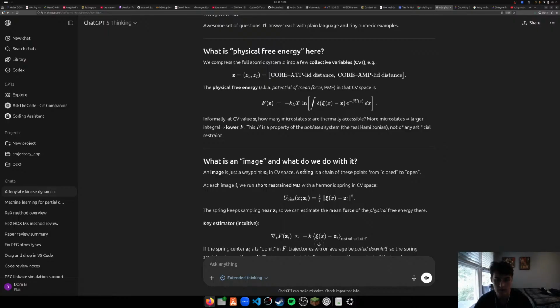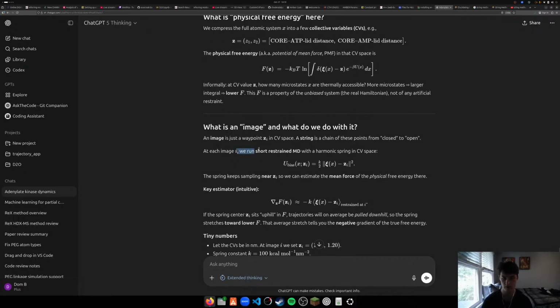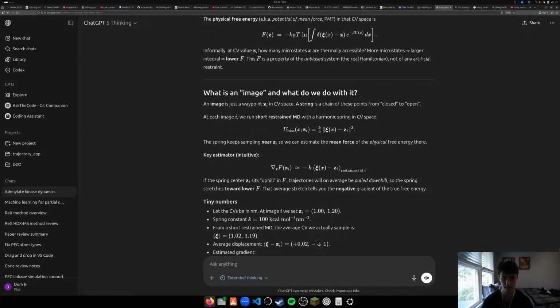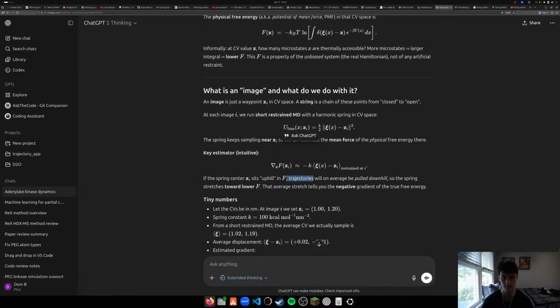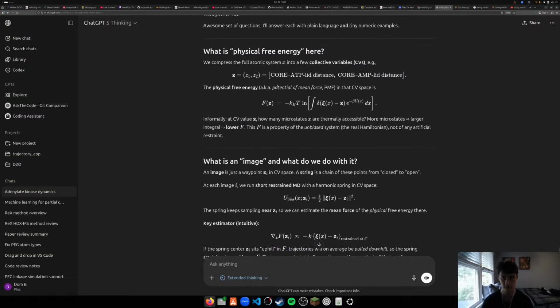What is an image and what do we do with it? An image is just a waypoint Z in CV space. A string is a chain of these points from closed to open. At each image i, we run a short restrained MD with a harmonic spring in CV space. The spring keeps sampling near Z, so we estimate the mean force of the physical free energy there. Key estimator, intuitive: if the spring center Z sits uphill in F, this is how you calculate F over here.